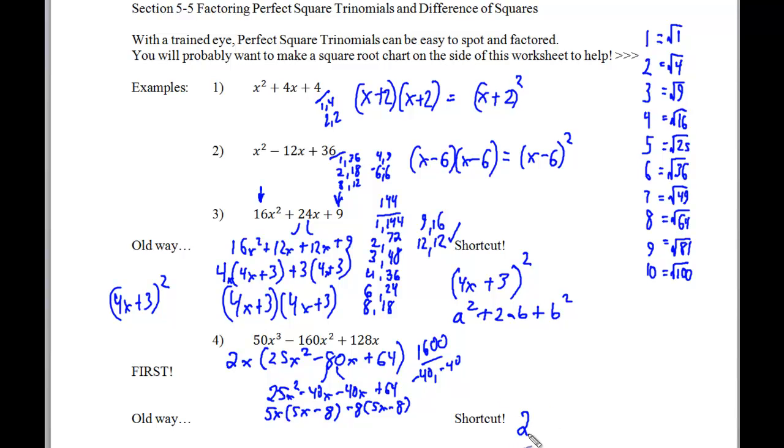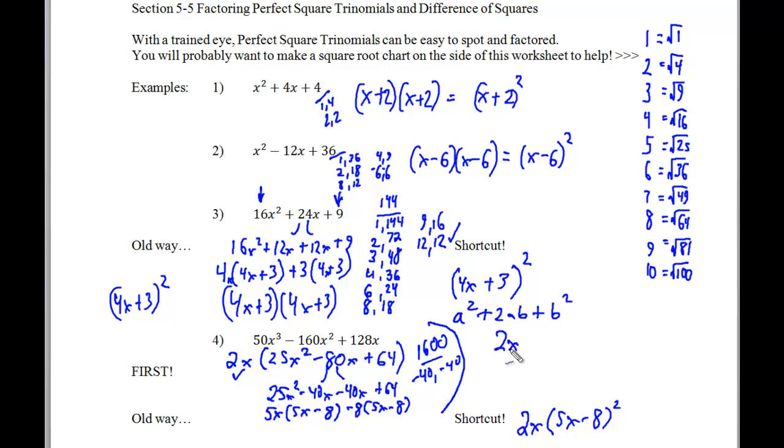And so my answer is going to be, I'm going to write it over here at the shortcut, 2x, the number we factored out at the beginning of the problem, times the quantity of 5x minus 8 quantity squared, because it's going to be my 5x minus 8 inside a parenthesis and another 5x minus 8. Now, wow, could I have done this problem a lot quicker with a shortcut? Sure can.